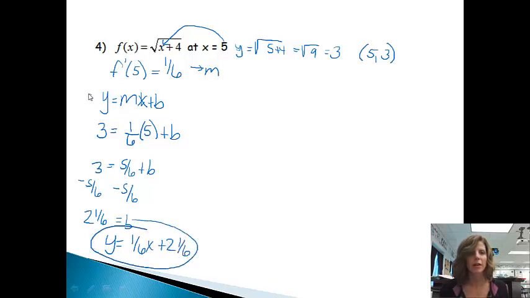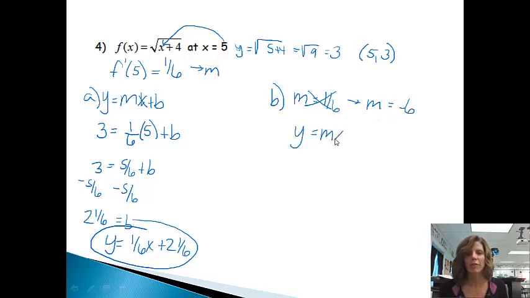All right, that was part A. Now let's do part B. We already found that our slope was equal to 1/6, but if I have a normal line, we're going to use the perpendicular slope, so the opposite reciprocal of that would be -6. So that's the slope that I'm going to use.